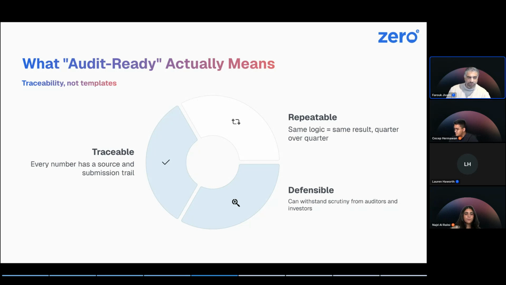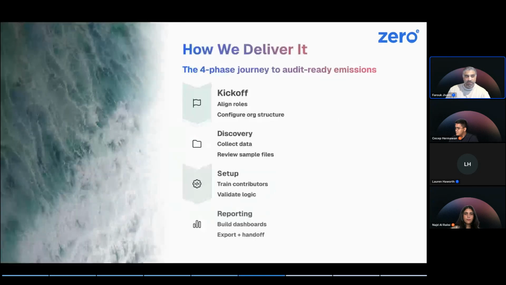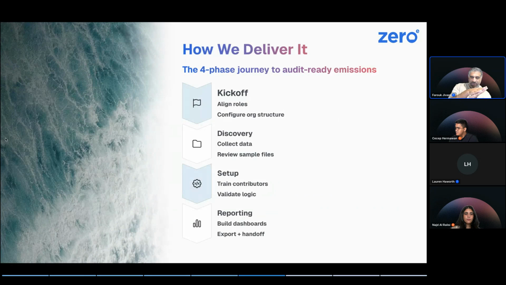So if we transition for a moment and ask, how do we actually deliver audit ready emissions? Maybe I'll go to you, Checha, because you probably executed the process first with me as we worked with our first organizations over the last couple of years. How do we actually get teams from having nothing to being audit ready, and what are those key phases?